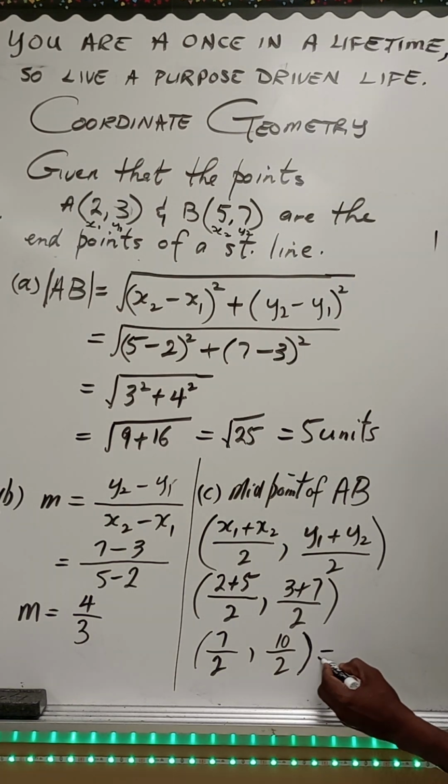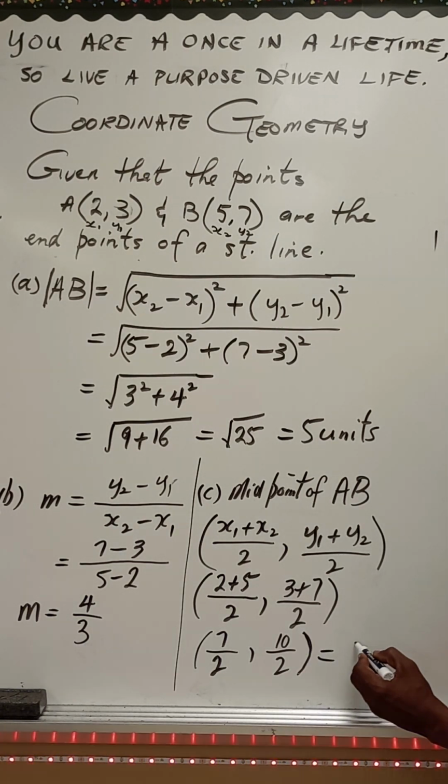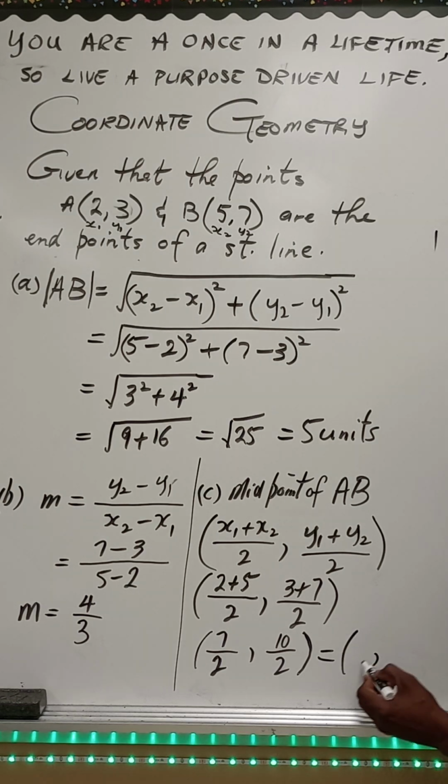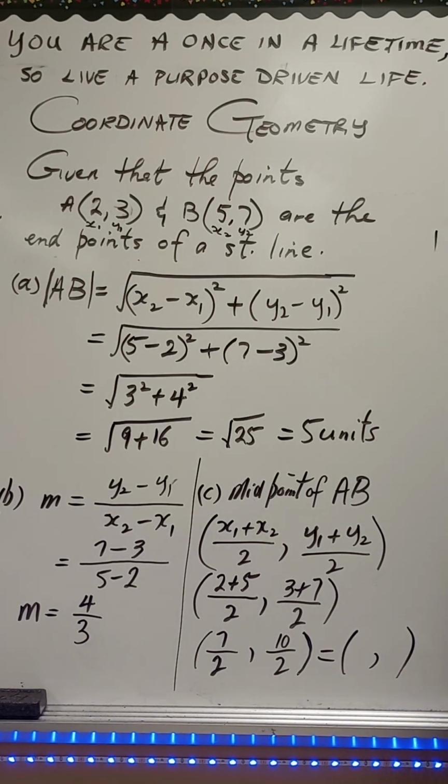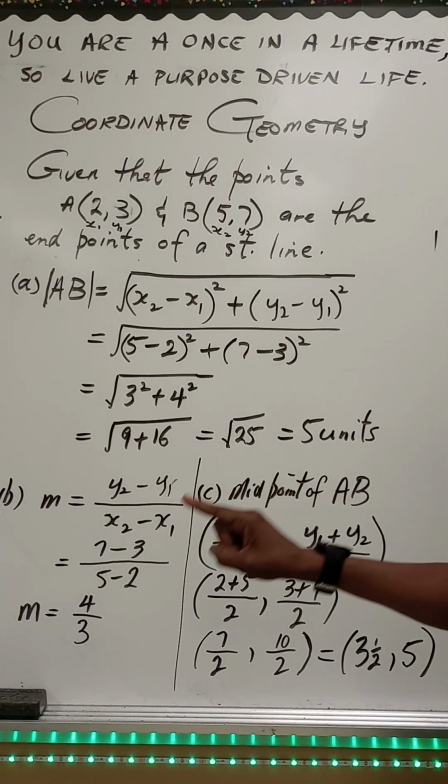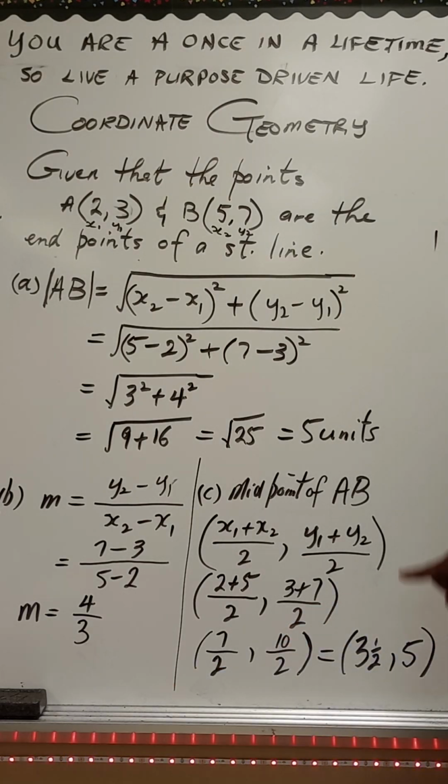So our midpoint would end up being, of course, written in brackets, separated by a comma, our x coordinate would be 3.5, and the y coordinate is going to be 5. So this is how you go about finding the length of a straight line, the gradient of a straight line, and the midpoint of a straight line.